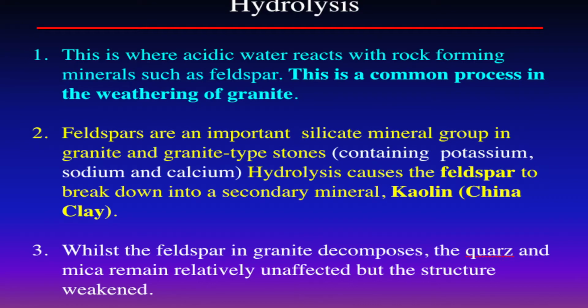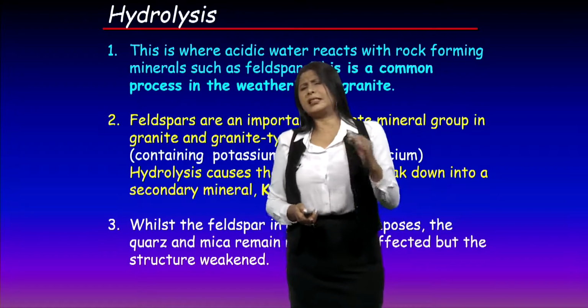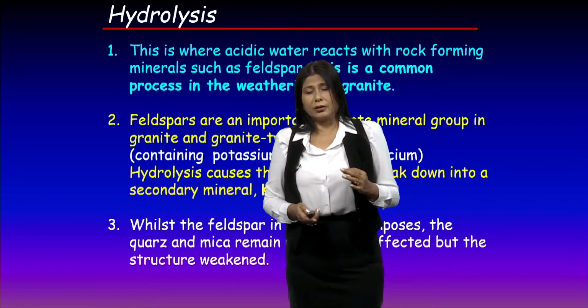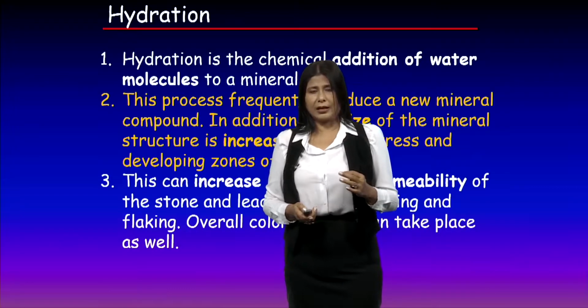Feldspar are an important silicate mineral group in granite and granite type stones. It contains potassium, sodium and calcium. Hydrolysis causes the feldspar to break down into a secondary mineral, that is kaolin or kaolinite, china clay. While the feldspar in granite decomposes, the quartz and mica remain relatively unaffected, but the structure weakens. That means quartz is a very stable mineral, so it does not go into solution very quickly.